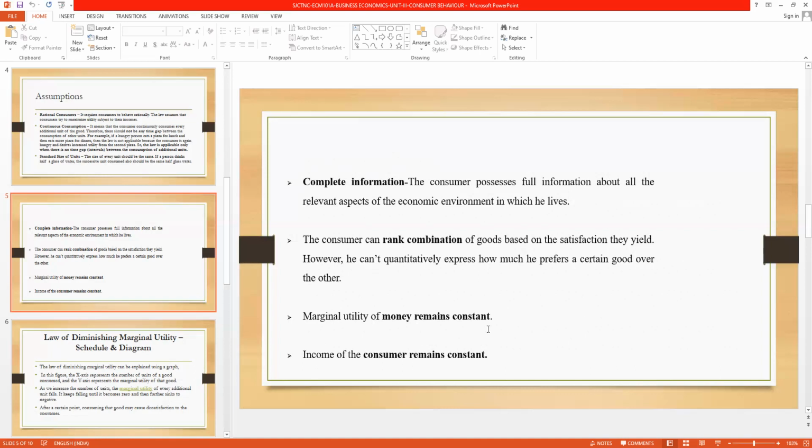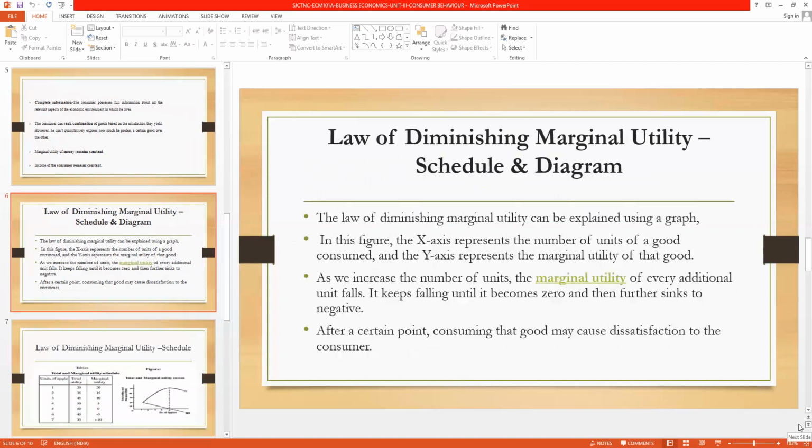Marginal utility of money remains constant. We also assume that the utility of money will remain constant throughout our consumption. The next assumption is that the income of the consumer remains constant. Why do we assume that? Because if the income changes accordingly, his consumption, his demands also will change. So we assume that the income of the consumer remains constant.